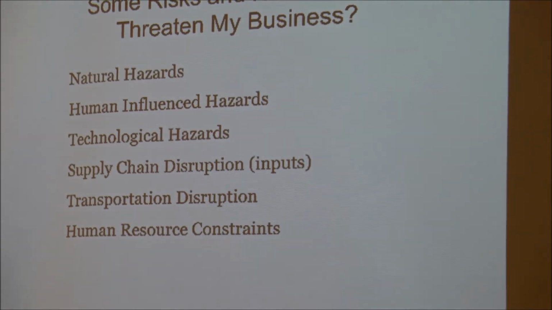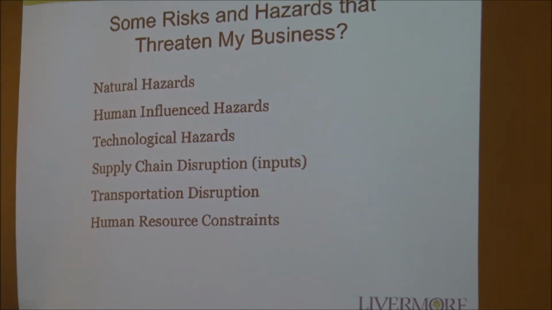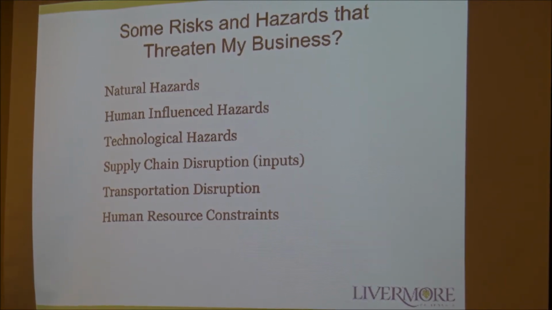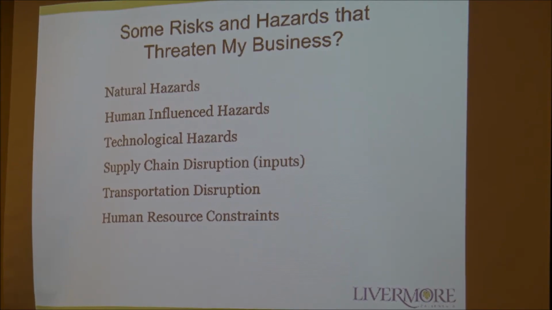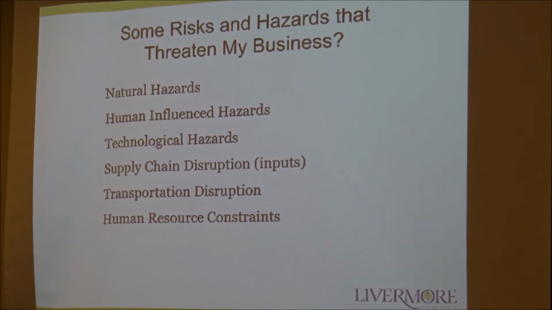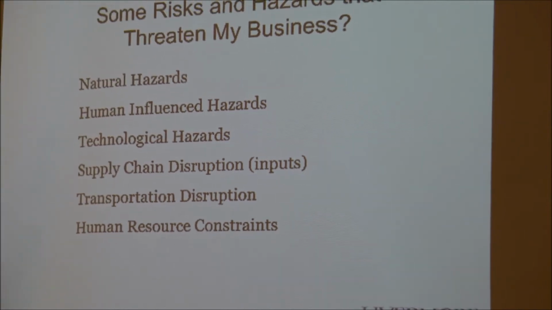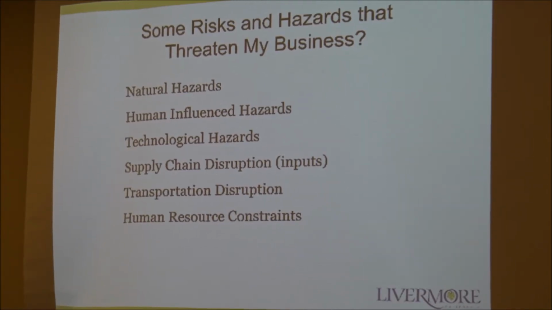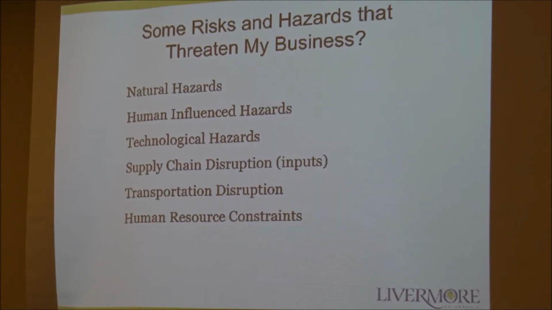So we kind of talked about some of the risks and hazards that threaten our ABC Widget Company: natural hazards, human influence, which is terrorism, technological hazards, power outages. Our business requires power, right? It requires water. So if there's a power outage or a water disruption, it could have an impact on our business. Hacking. Yes, hacking. If somebody gets into our computer system, they destroy our payroll, or there's a lot of things they can do.